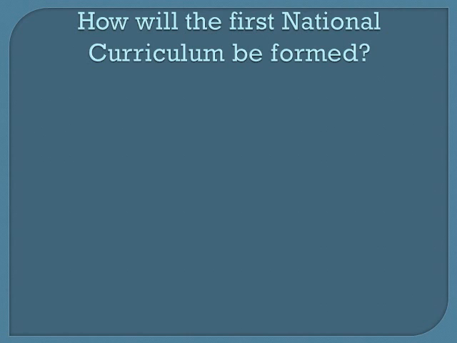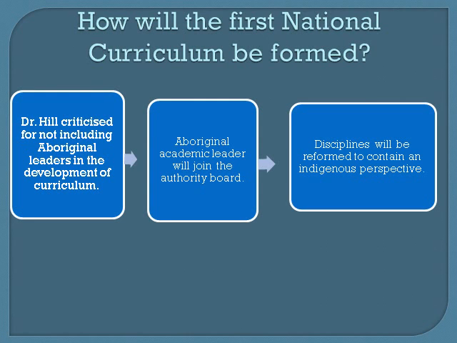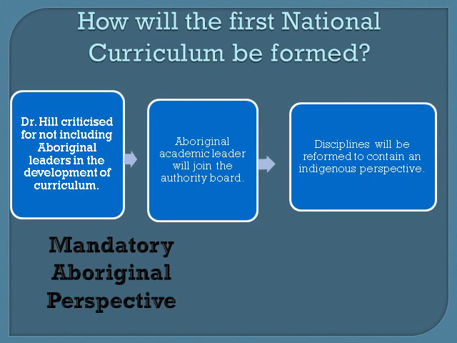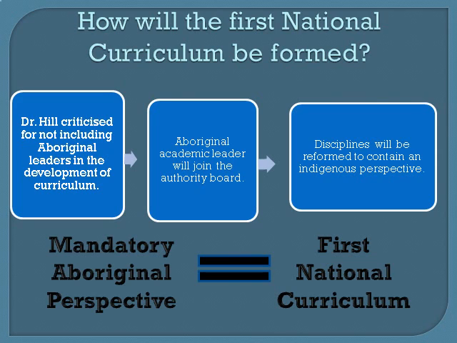So how and why has this new curriculum been formed? The criticism for not having Indigenous leaders involved in the development of Australian curriculum has sparked the change to include an Aboriginal academic leader on the authority board. After debate and review, the disciplines included in the current school curriculum will be reformed to include an Aboriginal perspective. Dr. Hill called this addition to the curriculum a mandatory Aboriginal perspective, which in his opinion will be the first national curriculum.